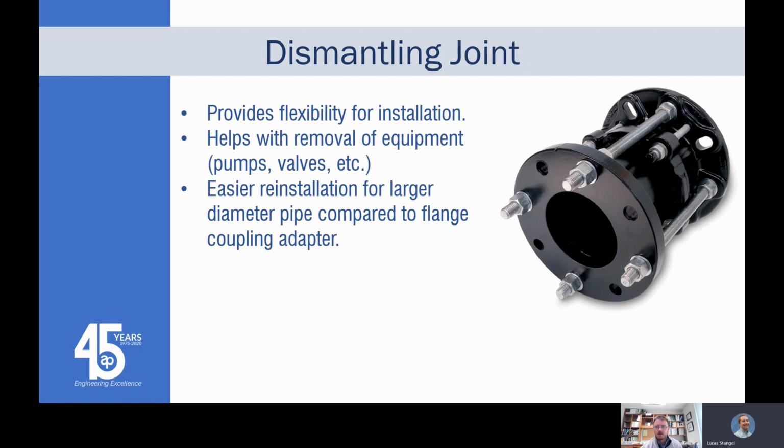And then dismantling joints are kind of similar, or they can be used in a similar application, with removal of equipment and stuff. I would suggest if you get into a pipe material or pipe size that gets into those anchor stud flange coupling adapters for restraint, if you can, go with the dismantling joint over one of those. It just helps with reinstalling them. They might be a little bit more expensive than just a piece of pipe and a flange coupling adapter. But it makes it nice if there's a piece of equipment or whatever.